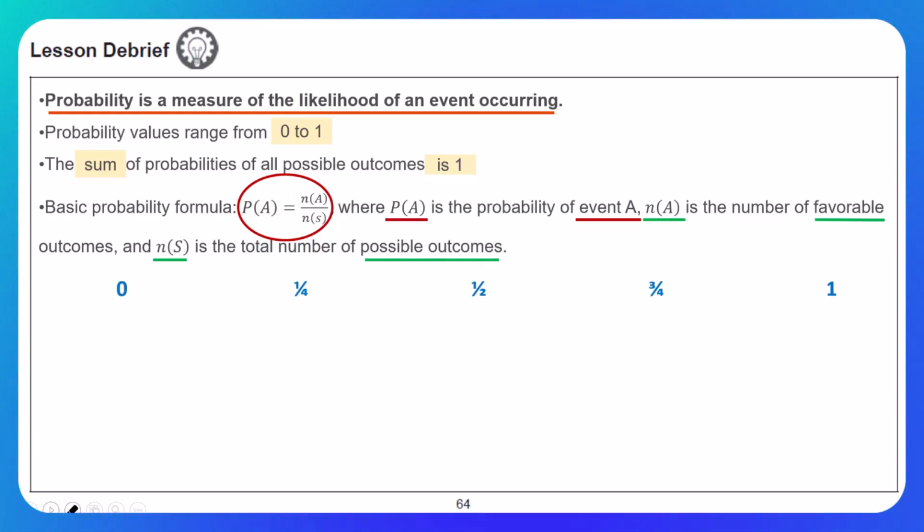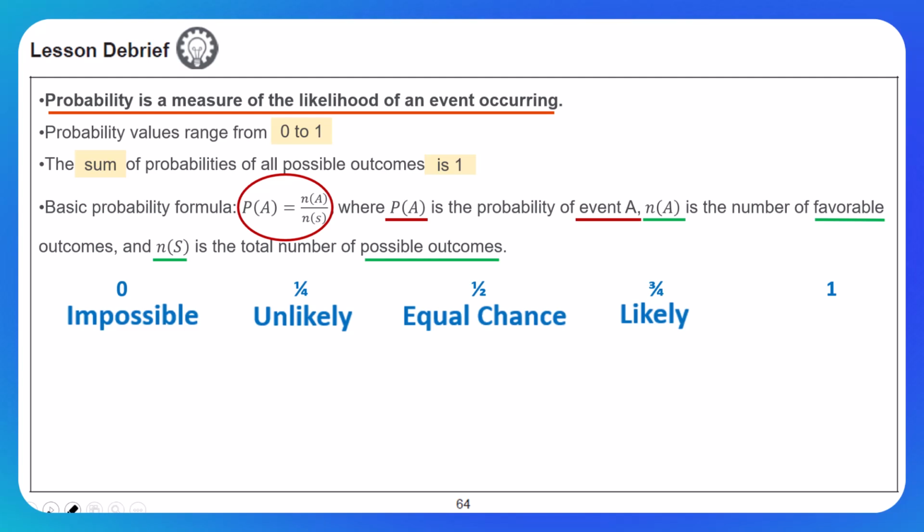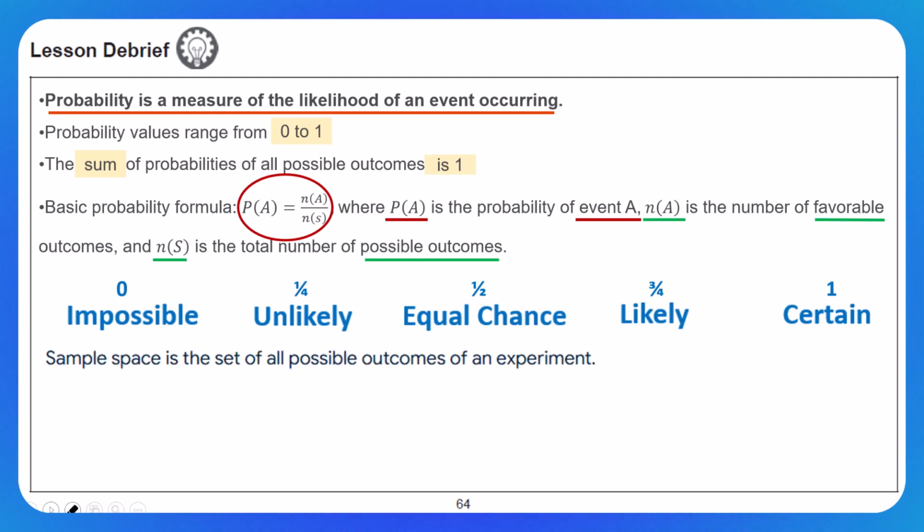Okay, and then we put a little table up here starting from 0 to 1, where 0 is impossible. Make sure that you understand these words match. 0 is impossible. If you see 1/4, it's unlikely. Doesn't mean it can't happen, but it's unlikely. Okay, right in the middle is an equal chance. It's 50-50. 3/4 is likely. That's more likely. And the closer you get to 1, it's even more likely, but 1 is certain.